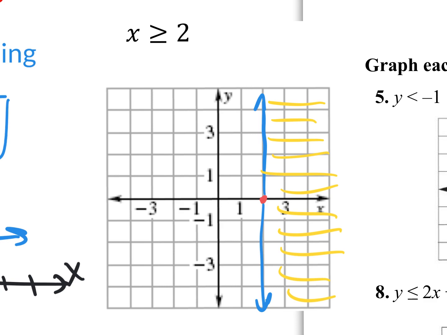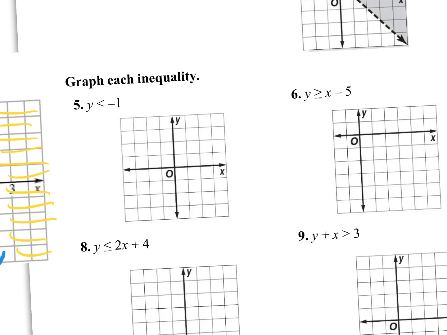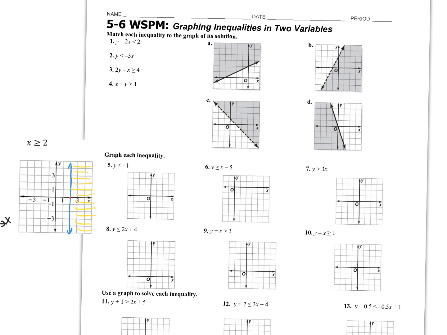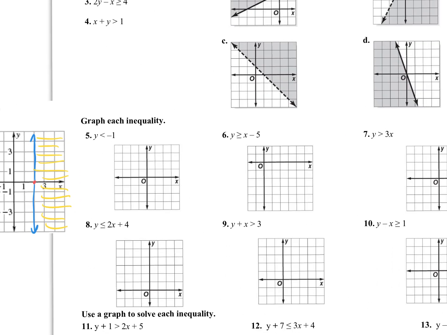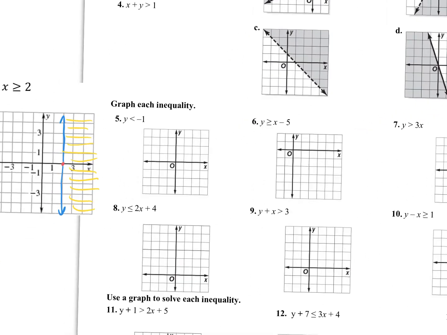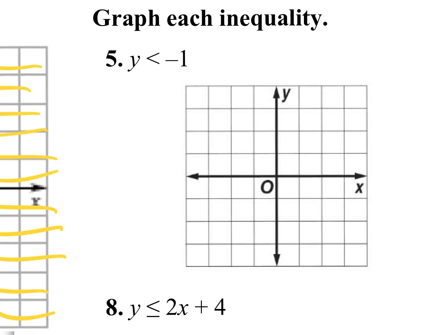Okay. How about this one, number 5? This one you do have on your worksheet. It's on the back side of your notes. On number 5, on the worksheet, which is behind the page of notes that I just gave you, it says y is less than -1. You're going to go to the y-axis, go to -1, put a dot right there, and draw a horizontal line right through it.